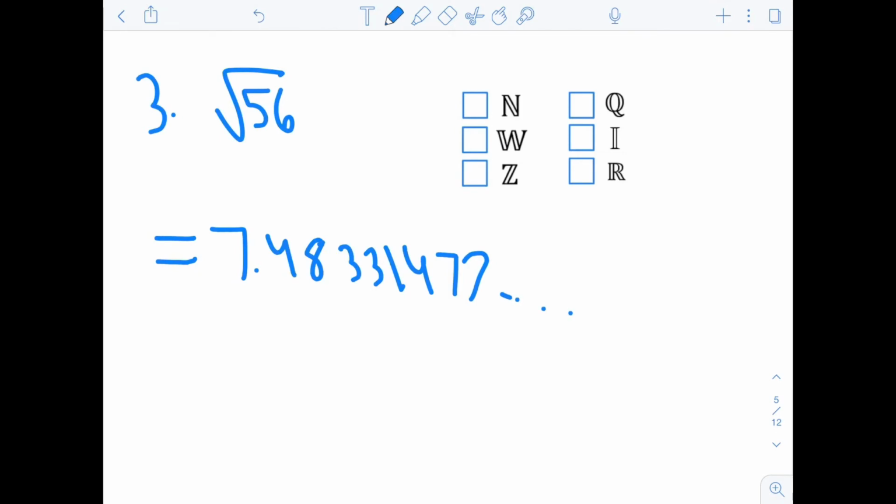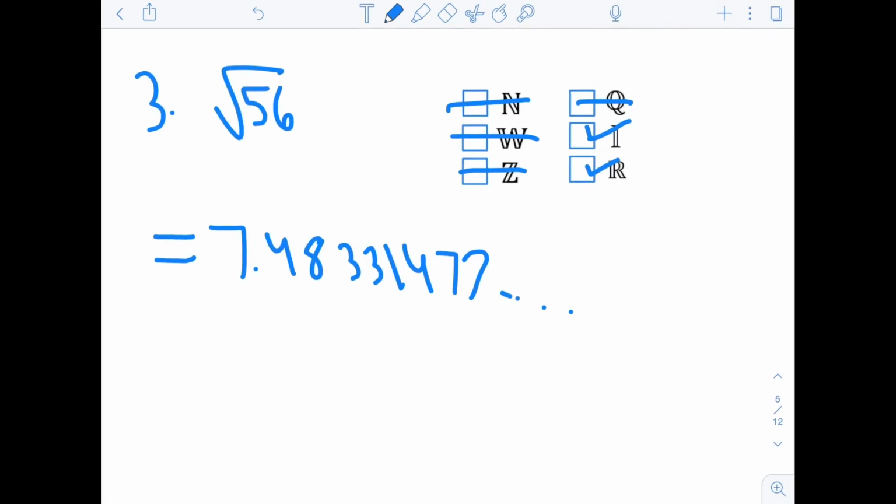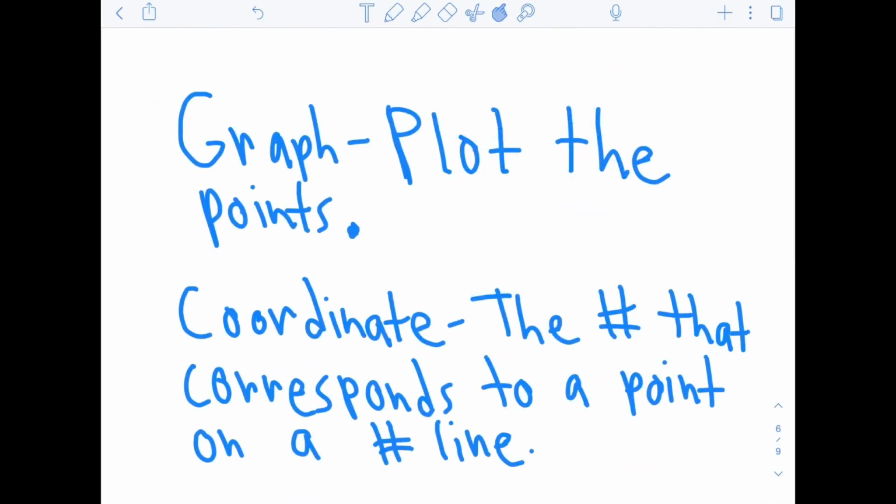So 56 is not a perfect square. So if I take the square root of it, it's going to be irrational. So that means it's not rational, it's not natural, not whole, not an integer, but it's also real because it's on the number line. The square root of 56 does not terminate, and it also does not repeat. The numbers are pretty random.